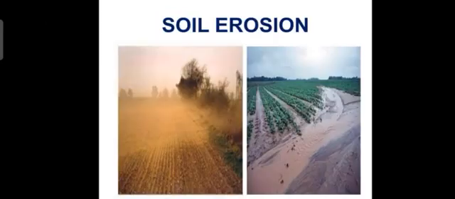Soil erosion. The displacement of the upper layer of soil by air or water from one place to another is called soil erosion. As we all know, the roots of the plant hold the soil very tightly. They don't allow the soil to run off with the water or blow away with the air. In the picture, you can see the displacement of soil with water and air, and that is soil erosion.